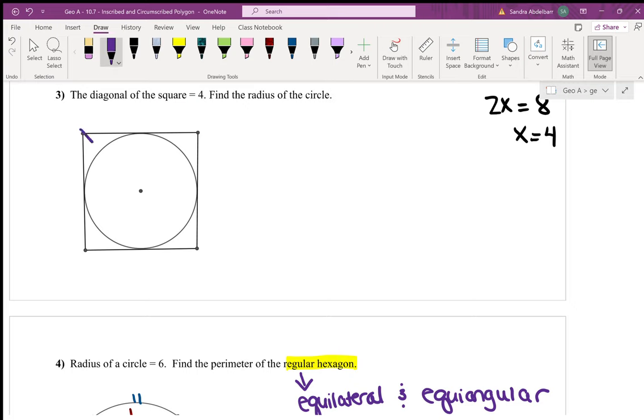So I'm going to go ahead and draw the diagonal. And if you remember the properties of a square, first of all, what are all the angles in a square? They are all 90 degrees. Right? And then I'm actually going to draw in my other diagonal.